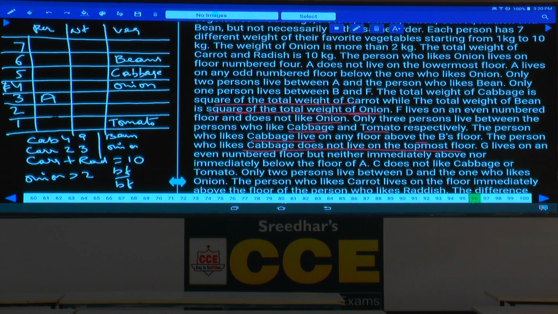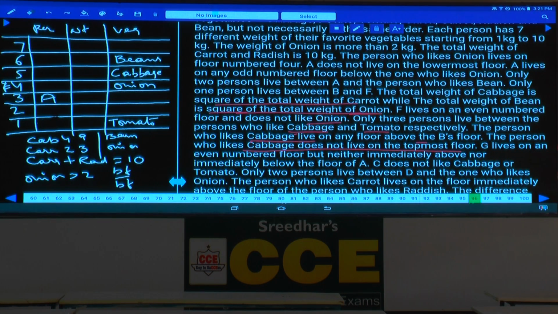Then again, only 3 people live between the persons who like cabbage and tomato. The person who likes cabbage lives on any one of the floors above B. Hence B must be where? B must be on 4, 2 or 1. This is the only possibility. Can B be on the first floor? Are you following this one or not? B can be either 4th floor, 2nd floor or on the 1st floor. Can B be on the 1st floor, tell me?